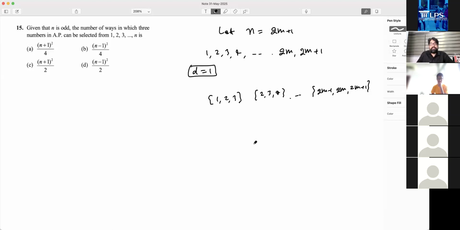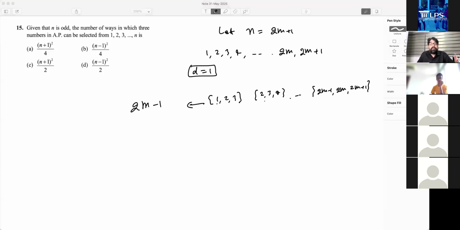These are how many pairs? How many groups are there? 2m minus 1. See, 1, 2, till 2m minus 1. Yes, sir. 2m minus 1.